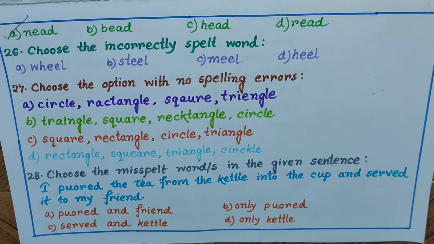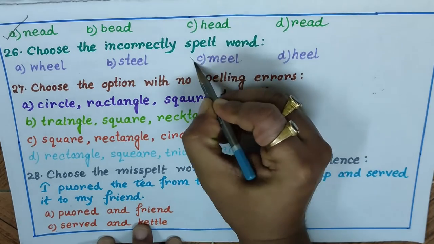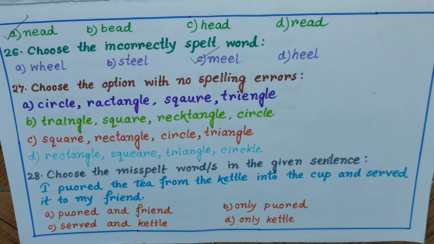Question 26. Choose the incorrectly spelled word. A, wheel, W-H-E-E-L. B, steel, S-T-E-E-L. C, M-E-L is the incorrect spelling, because M-E-L doesn't form any particular or meaningful word.